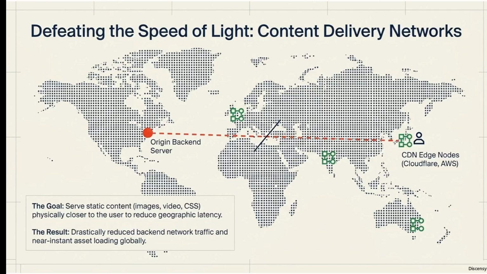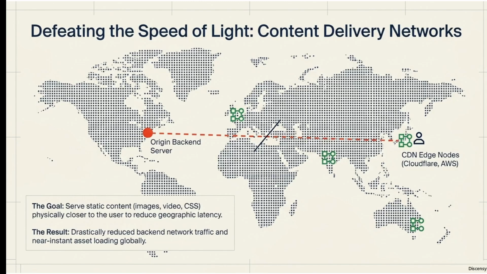Defeating the speed of light. Content delivery networks. So, what exactly do we mean by content delivery networks? They are the ones actually working on the global edge in order to share the data at a global level, throughout the internet. There the CDNs play a main role.